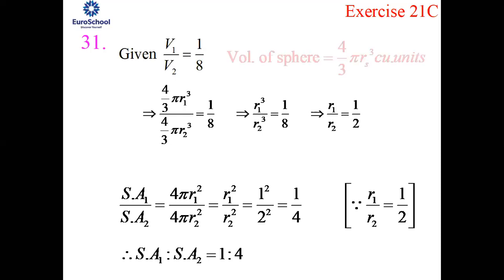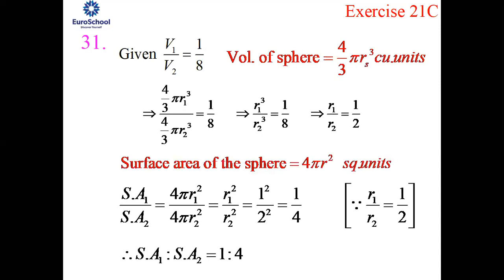Now, what do you need to find out? You need to actually calculate the ratio of their surface areas. So what is the formula for surface area of a sphere? It is nothing but 4 pi r square, square units. So it is surface area of the first sphere upon surface area of the second sphere. Substituted here, again 4 pi is common and gets cancelled. R1 square by R2 square is what you get.